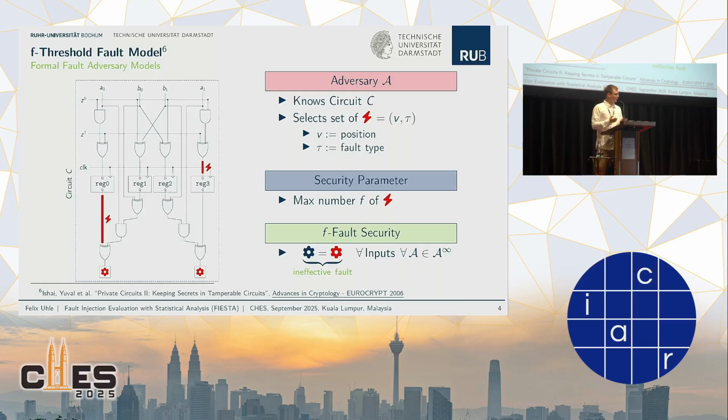The security definition is F-fault security. We have F-fault security when all adversaries with at most F faults can cause, for all inputs, only ineffective faults. That means the faulted circuit computes the same output as the non-faulted circuit.